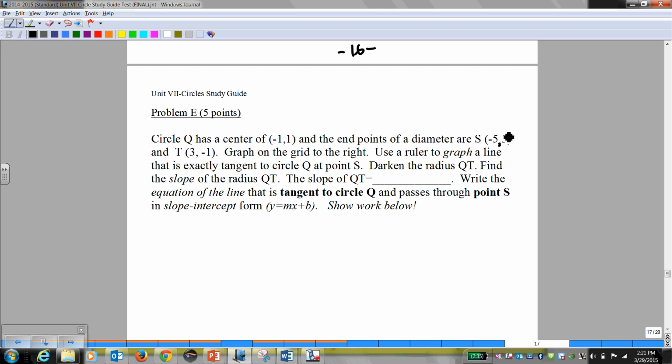You're going to use a ruler to graph a line that is exactly tangent to circle Q at point S. You're going to darken the radius QT. We're going to find the slope of the radius QT. You're going to write an equation of a line that is tangent to circle Q and passes through point S in slope-intercept form, y equals mx plus b.